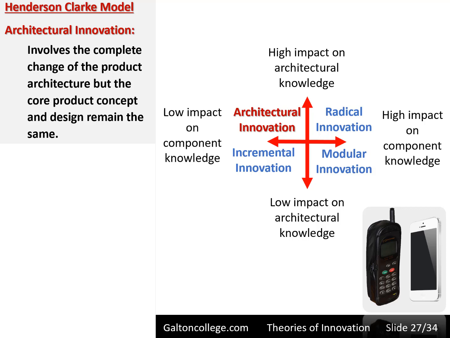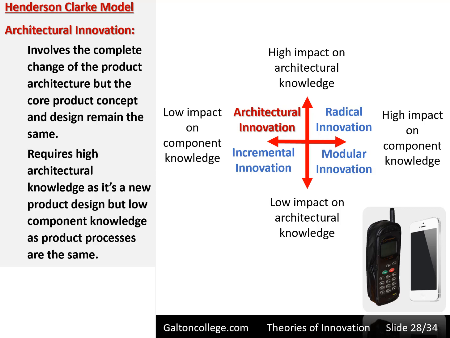And yet, in the early stages, a lot of the components in the old phone and the new phone may have been similar. They were put together differently. So it's architectural innovation. It requires high architectural knowledge as it's a new product design, but low component knowledge as product processes are the same.